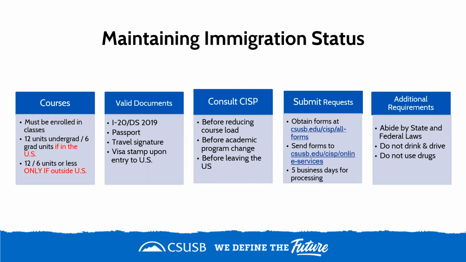CIS asks that you contact our office before reducing your course load, making any program changes, or leaving the U.S. This will provide us the best advice in your particular situation. If a request is needed, you can submit a request to our online services. We ask that you allow 5 business days for processing after we receive all the required documents from you.